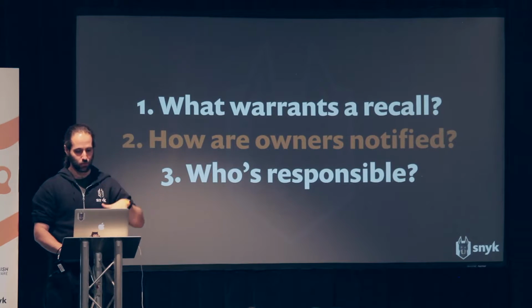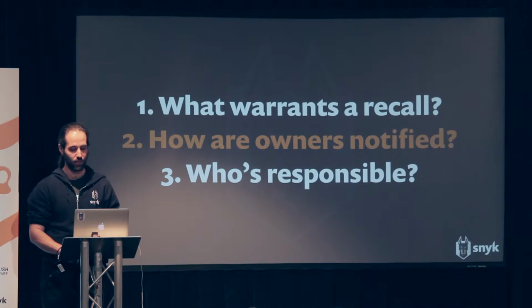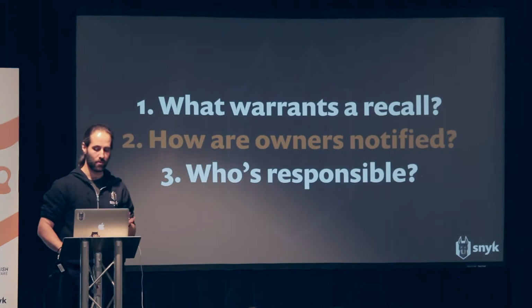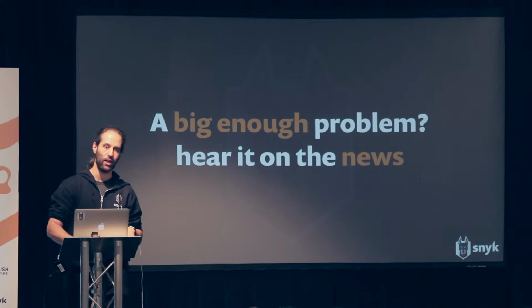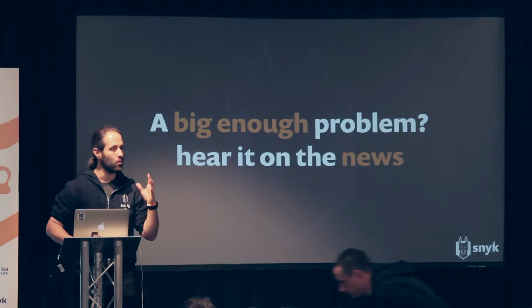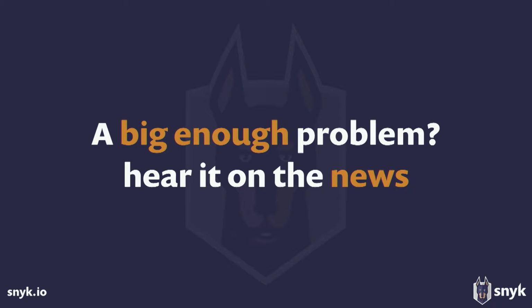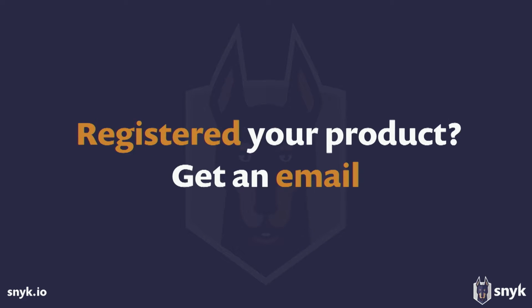So I'm going to finish my level setting in a moment by just touching on the second problem, which is how are owners notified? So these are all sorts of problems that might happen. How do you find out about it? Well, the reality is that there's no really one good way. If it's big enough, it makes the news. You might have heard about it that way.